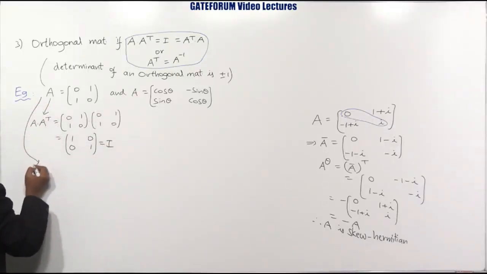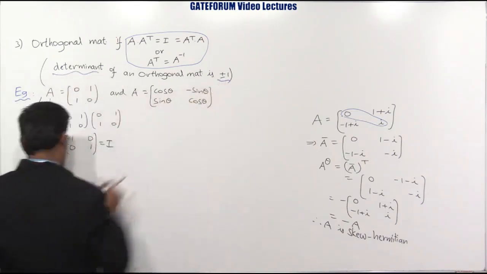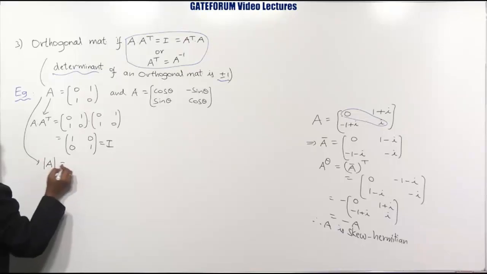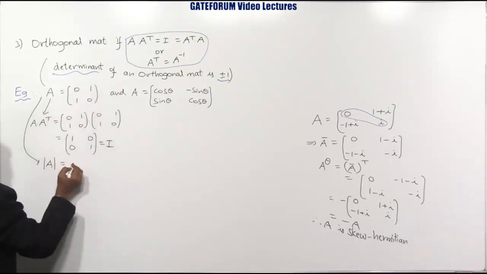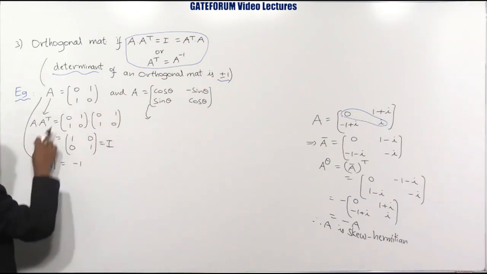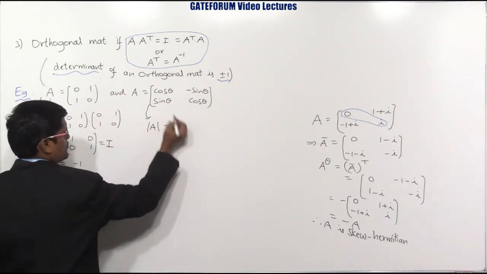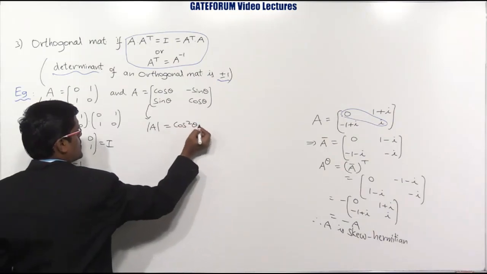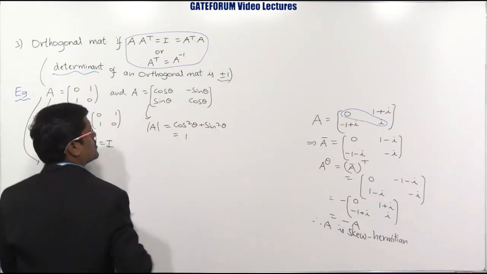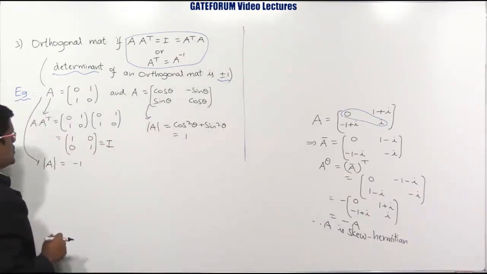From this, the bracket condition I told you is that the determinant is either plus 1 or minus 1. For the first example, calculate the determinant, AD minus BC, which is minus 1. In the second case, after proving A into A transpose is equal to I, calculate its determinant: cos square theta plus sin square theta, AD minus BC, is equal to 1. So this is the left-hand side, the third definition, orthogonal matrix.